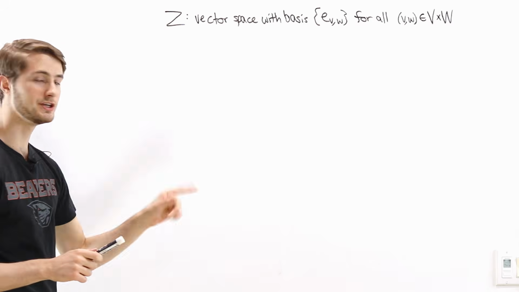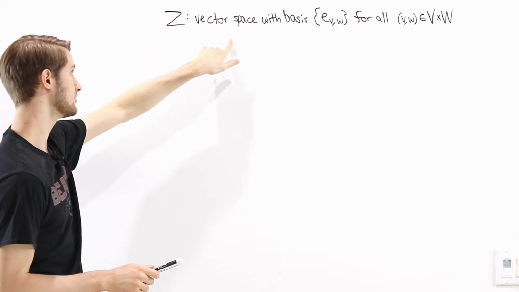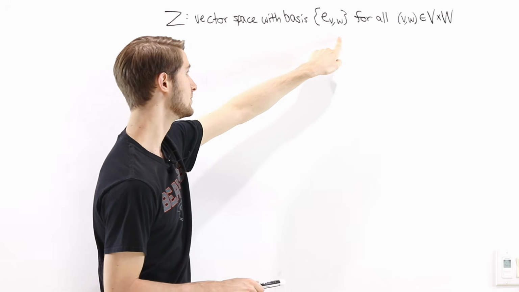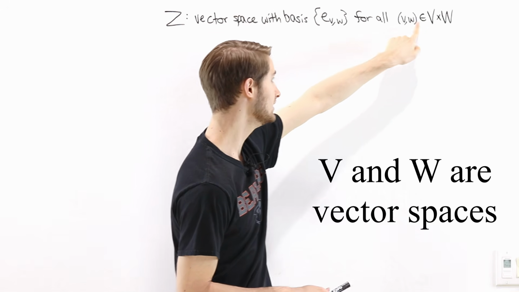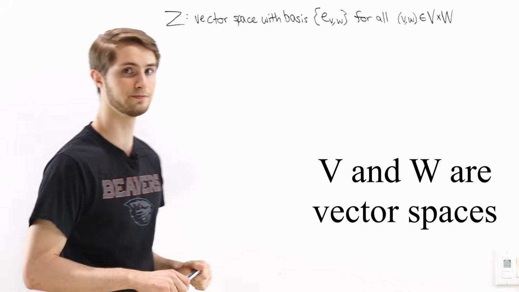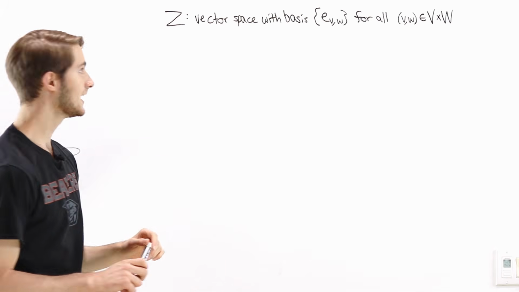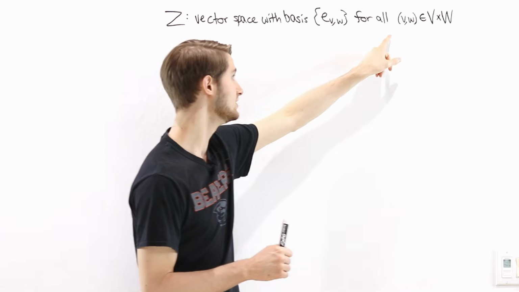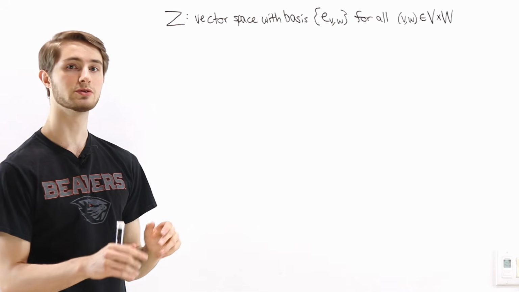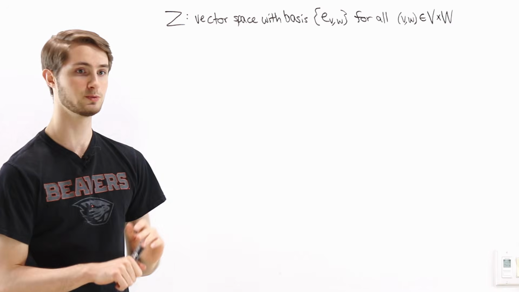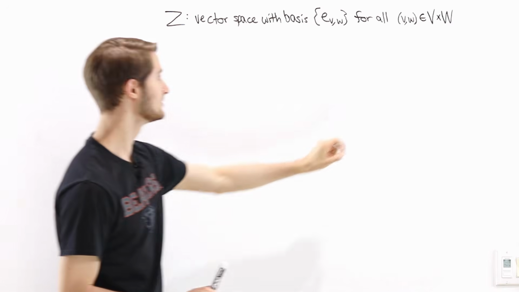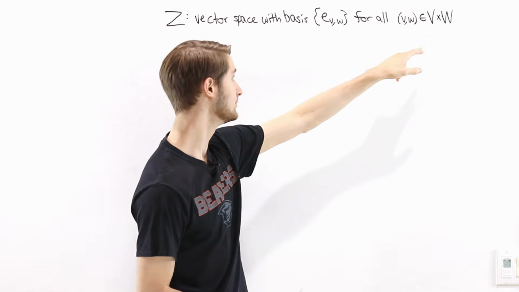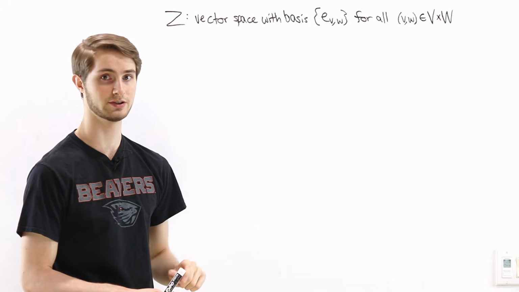We're going to define our huge vector space Z as the vector space with basis vectors e_(v,w) for all elements v in V and elements w in W. So Z is going to have one basis vector for every pair of elements v and w. So Z is going to be a massive vector space because for every single element in that vector space V and every single element in that vector space W, we're going to have one basis vector.